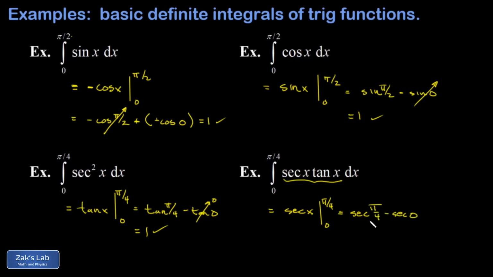And I have to remember that the secant function is 1 over the cosine function. And then I have to recall my special angles here. The cosine of pi over 4, that's 1 over root 2. But 1 divided by 1 over root 2 is the square root of 2. In the second term, the cosine of 0 is 1, but 1 divided by 1 is 1. So I end up with a final answer of square root 2 minus 1, and we're done with that one.